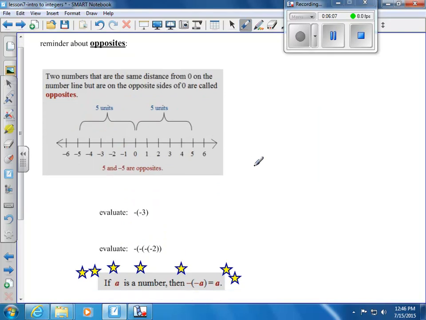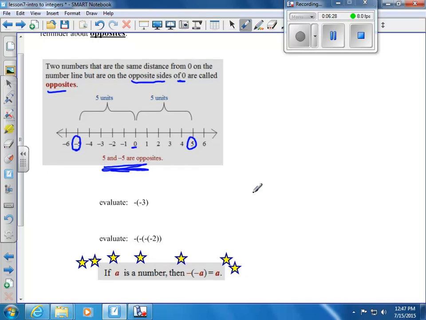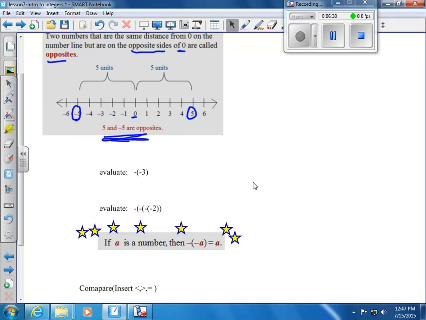So, reminder on opposites. Two numbers that are the same distance from 0 but are on opposite sides of 0 are called opposites. So for example, negative 5 and positive 5 are opposites because they're on opposite sides of 0 but equidistant from 0. Okay, so knowing that, you can actually read negative as meaning like the opposite of.